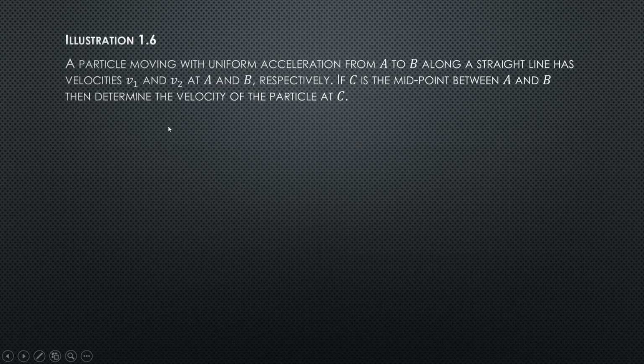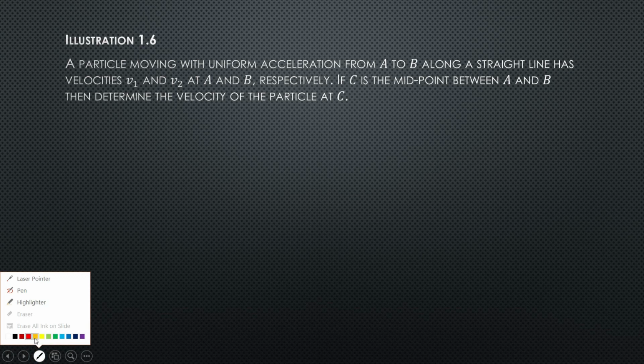Let's take illustration 1.6. A particle moving with uniform acceleration from point A to B along a straight line has velocities v sub 1 and v sub 2 at A and B respectively. If C is the midpoint between A and B, determine the velocity of the particle at point C.